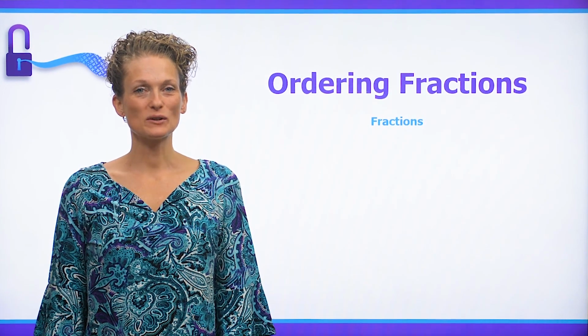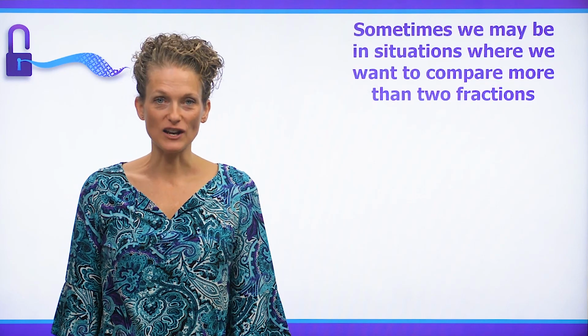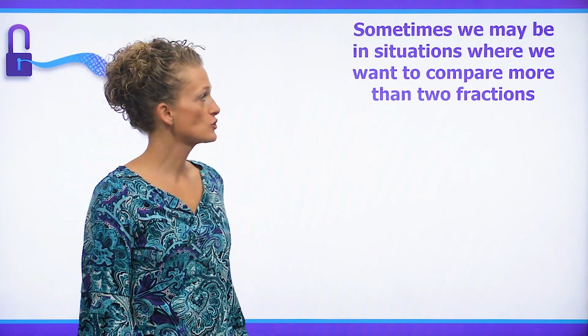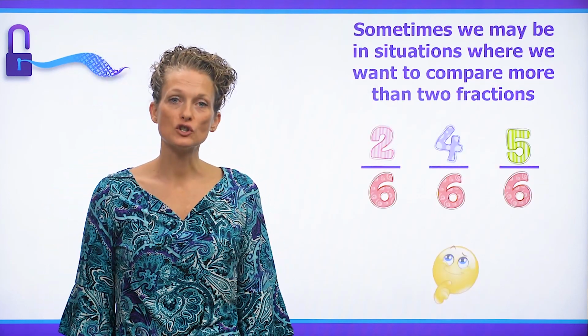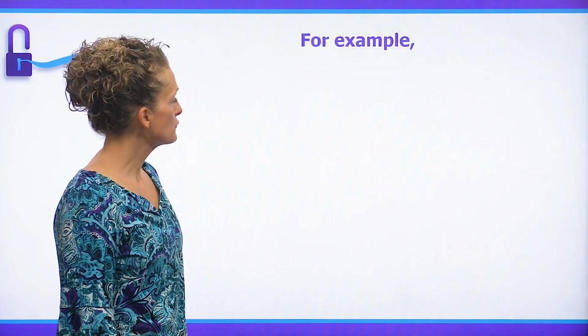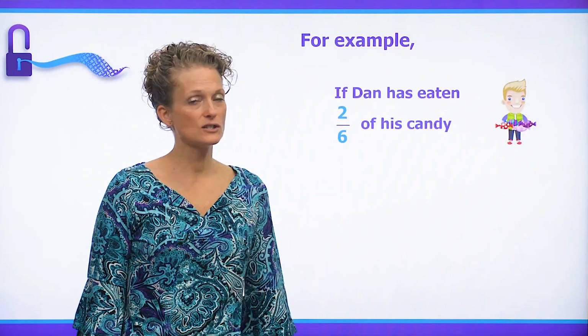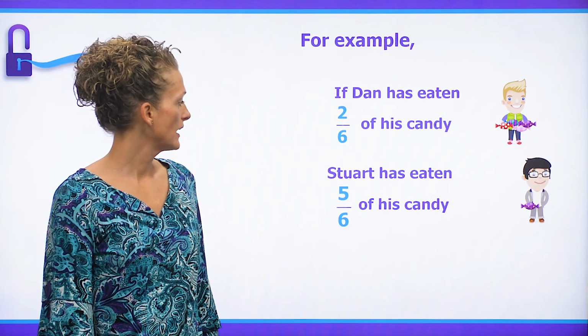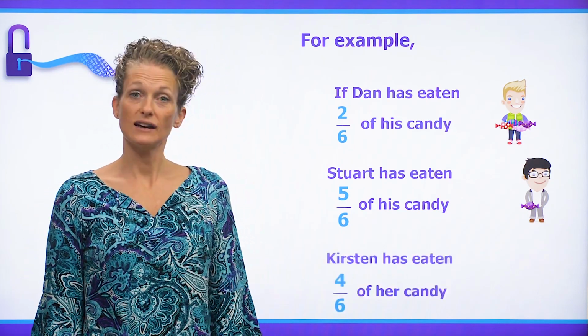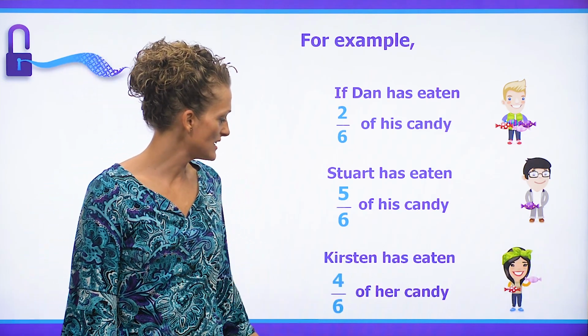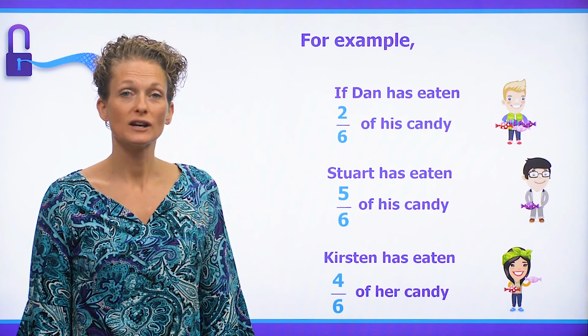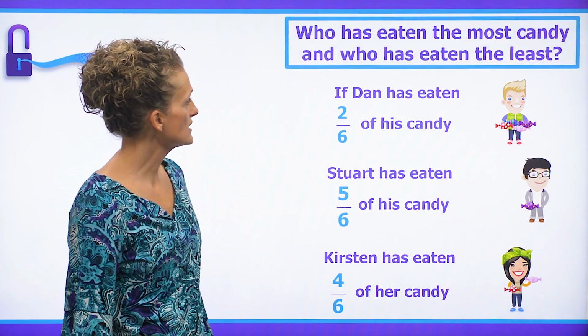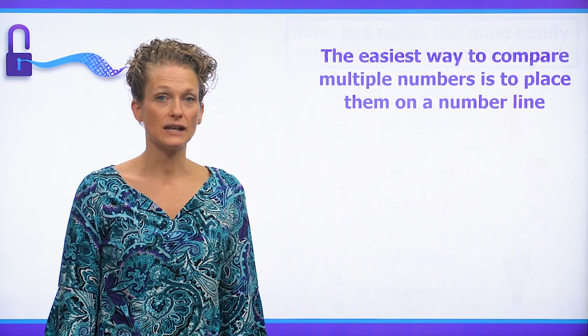In today's lesson, we're going to talk about ordering fractions. Sometimes we may be in a situation where we want to compare more than two fractions. For example, if Dan has eaten 2/6 of his candy, and Stuart has eaten 5/6 of his candy, and Kirsten has eaten 4/6 of her candy, who has eaten the most candy and who has eaten the least?